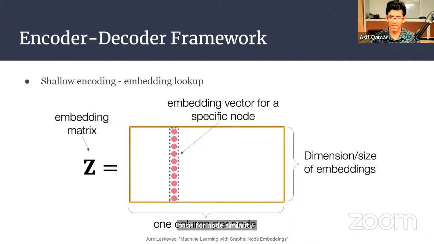All other information is ignored. There are deep encoding systems which consider edge or node features, but that's a precursor to graph convolutional networks, which is beyond the scope of tonight's presentation. You can imagine it as a sequel to tonight. But basically, for a shallow encoding system, we're just creating a unique vector embedding for each node, and we're storing that in an embedding matrix, as you can see here.